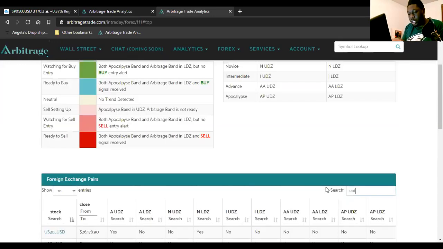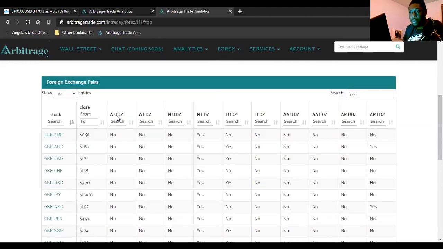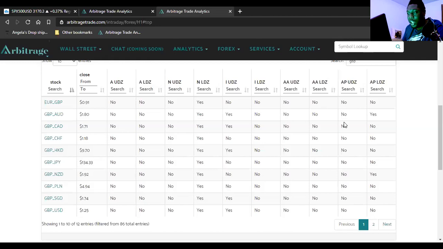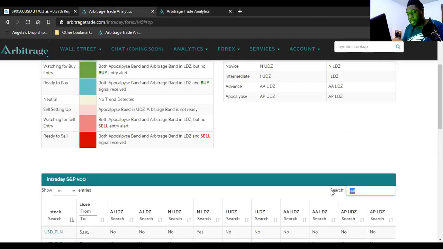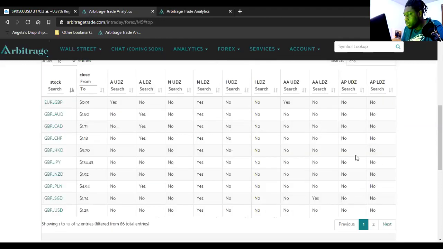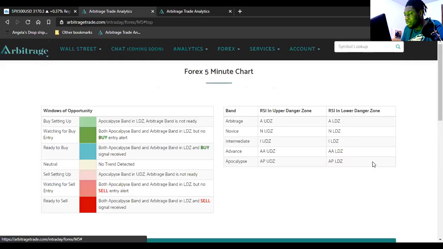Going to take a look at GBPs. GBPUSD was making me some money while I was asleep. I'm happy about that. Go on to the 5 minute chart first. GBP, no, no, no, no, no. A whole lot of no's.